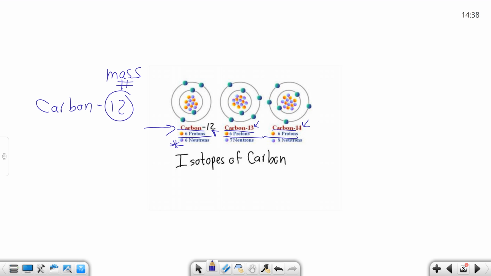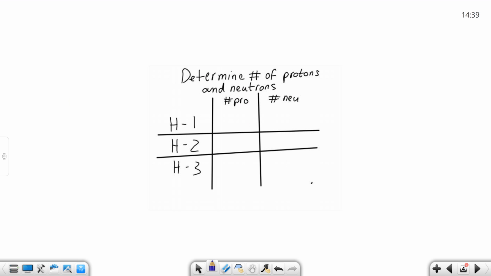For carbon-12, 12 minus 6 is 6 neutrons. Carbon-13, 13 minus 6 is 7 neutrons. Carbon-14, 14 minus 6 is 8 neutrons. So each of these has more neutrons in the nucleus as the isotope number goes up. There could be ones where the isotope number goes down. That's basically it. Again, electrons we don't worry about because electrons equal protons.